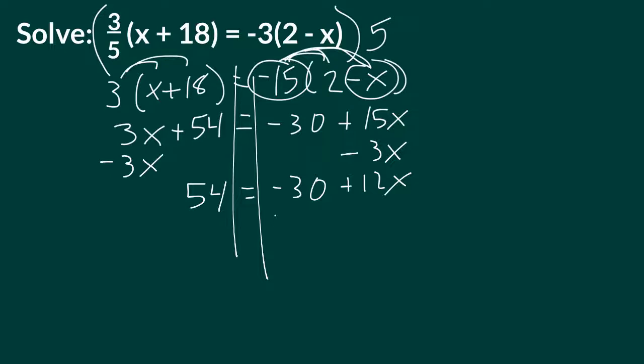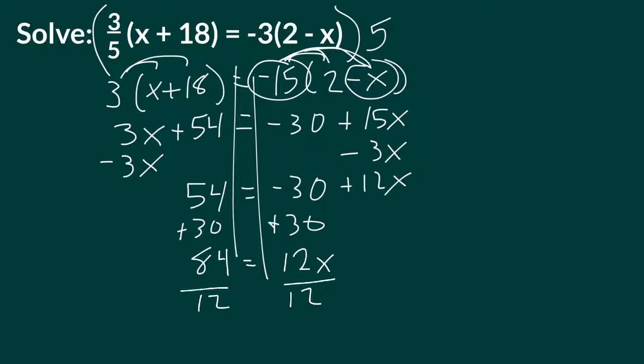Then I would add 30 to both sides, which gives me 84 and that would be equal to 12x. Divide both sides by 12, and we get 7 is equal to x. And that is our final answer on that one.